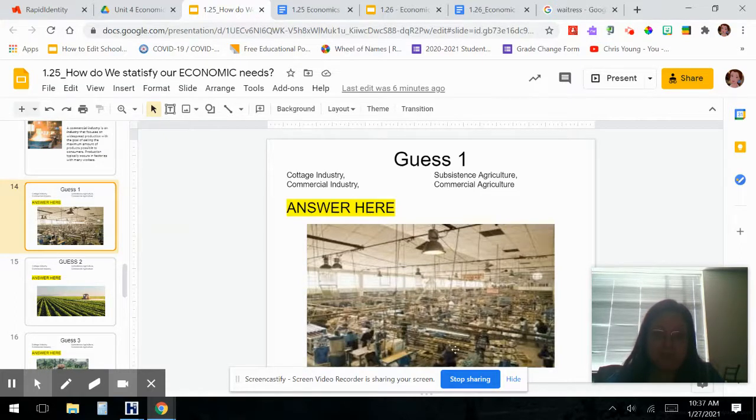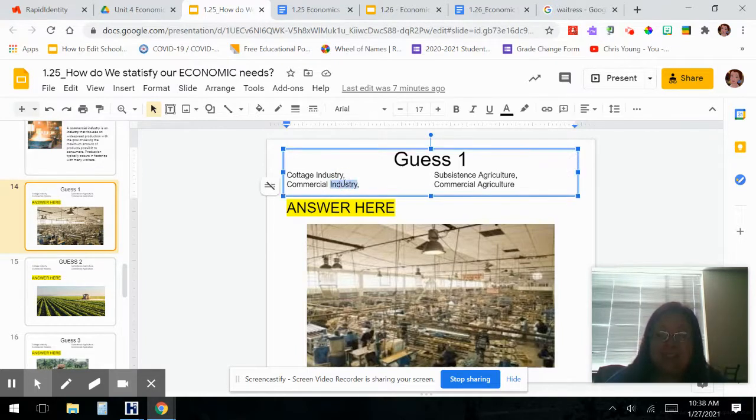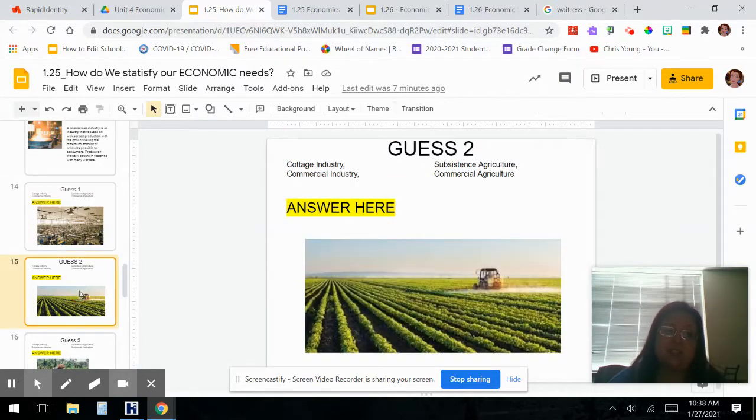Okay, so looking at this picture, it looks like it is industry, okay? So now we have to decide, is it cottage industry where it's small, or is it commercial industry where it's big? So this looks like a warehouse, so because it looks big, like a commercial, and they are building stuff, this is going to be commercial industry. Let's go to the next one.